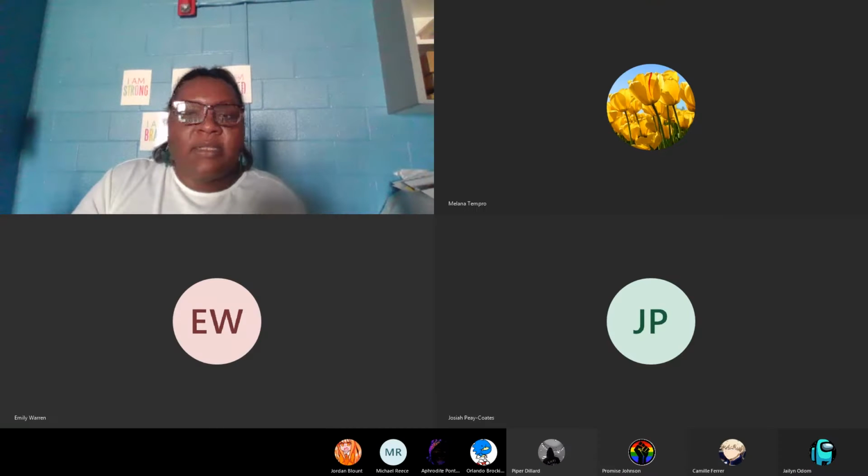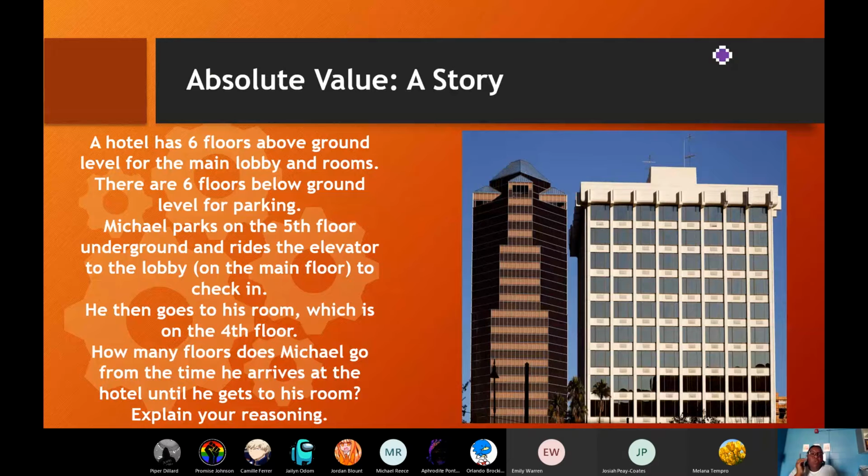Give me 1 second. Let's make sure everybody can see the screen. Okay. The absolute value story. Please follow along with Miss Neville. A hotel has 6 floors above ground and for the main lobby and the rooms. Michael parks and it has 6 floors below ground level. That's super important for parking.